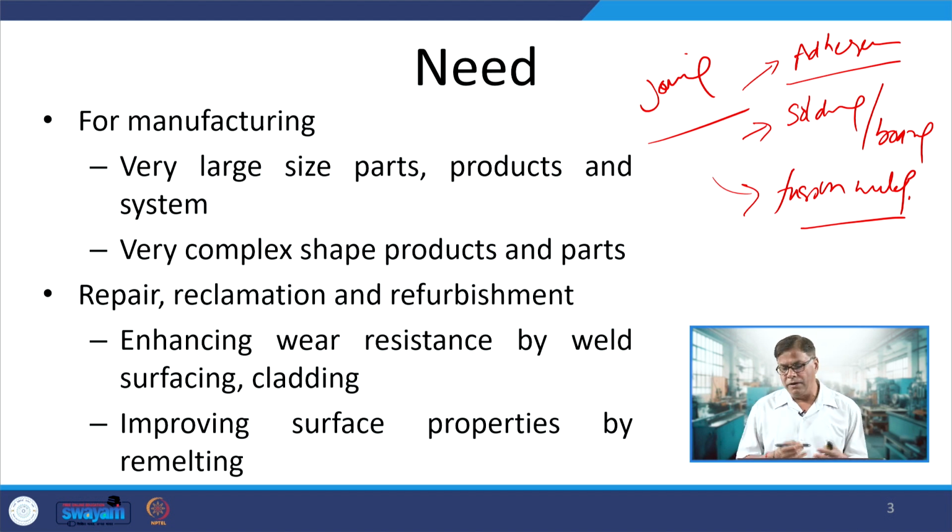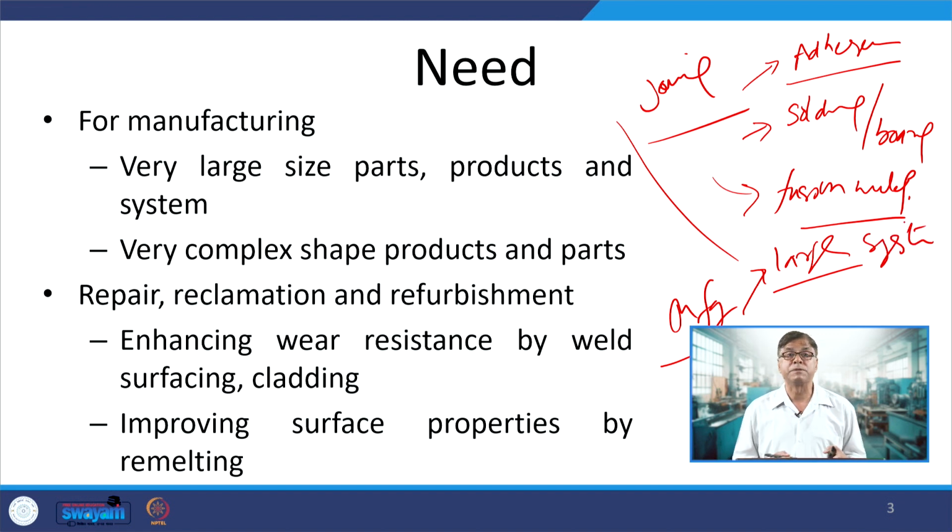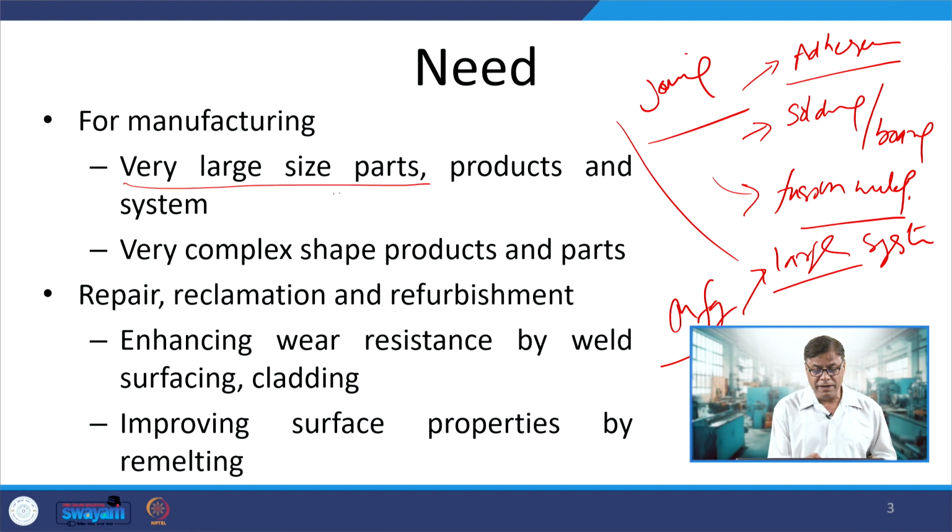All these processes are used primarily for two purposes. One is in manufacturing the products. If you have to manufacture very large components which cannot directly be made by casting, forming or only by machining, then we make the components and parts in simple shapes and join them together to make very large systems like ships and pressure vessels. So, one reason is making very large parts, products and systems.